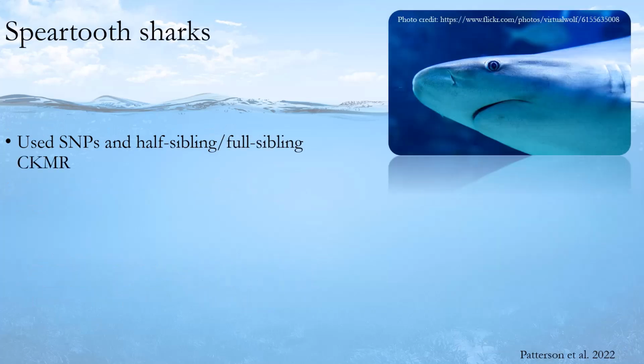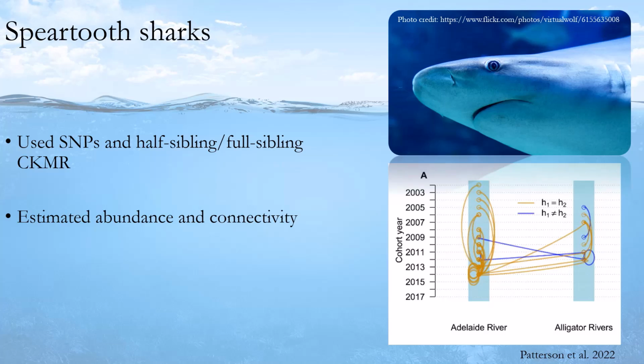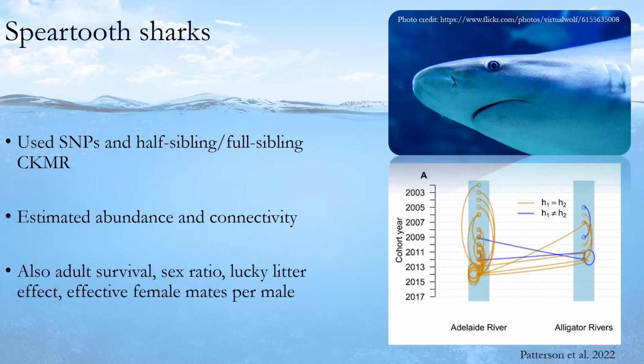Another neat application that came out recently was to spear-toothed sharks in Australia, where Toby Patterson and colleagues used genome-wide SNPs and half-sibling and full-sibling CKMR to estimate abundance and connectivity across rivers for this critically endangered species. Their model included parameters for adult survival, sex ratio, lucky litter effect, and effective female mates per male, though they focused their conclusions on abundance and connectivity. They also tried to estimate population growth rate, but they didn't have enough data, so they fixed it to 1.